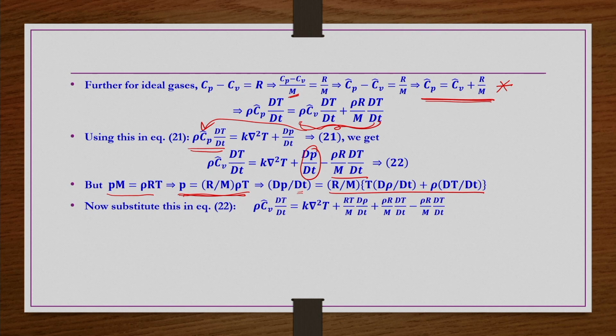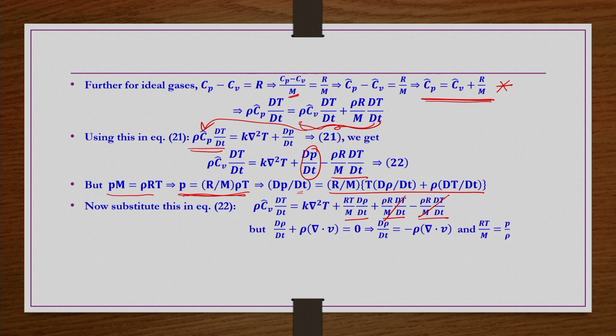So that you get rho Cv tilde DT by Dt is equal to k del square T as it is, and then RT by M D rho by Dt plus rho R by M DT by Dt, and then minus rho R by M DT by Dt of equation number 22 as it is. So, this term you can cancel out, because one is plus and the other one is minus.